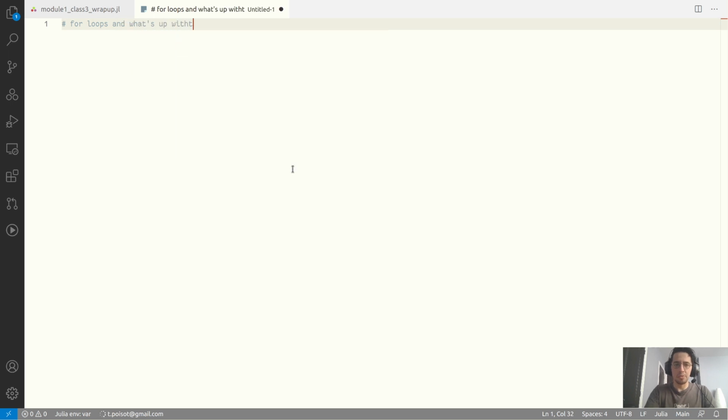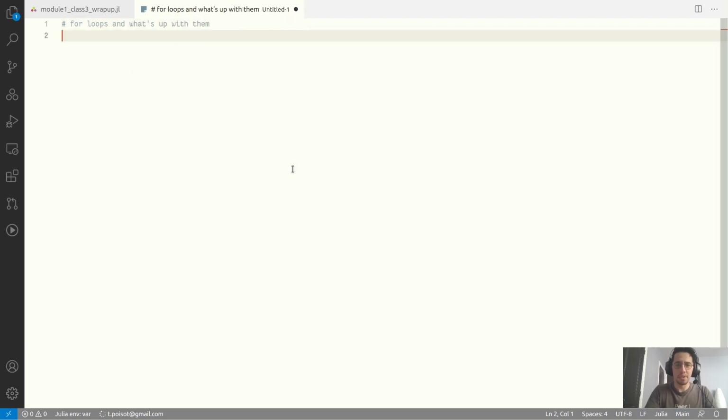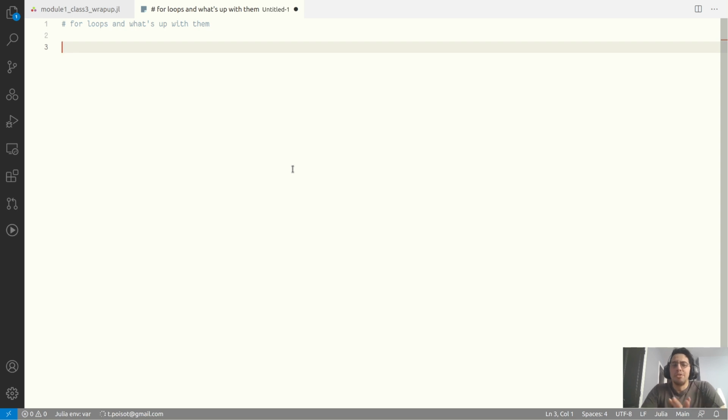For loops, and what's up with them? For loops are the single most confusing concept in programming, I think, just because they do something that is not what we expect. And what they do is that they are silently changing the content of a variable. So let's go in.